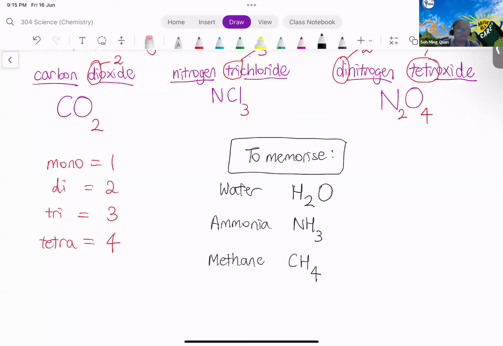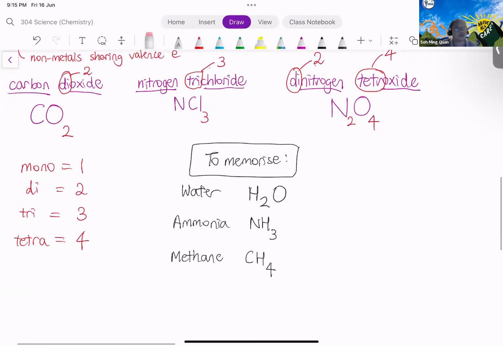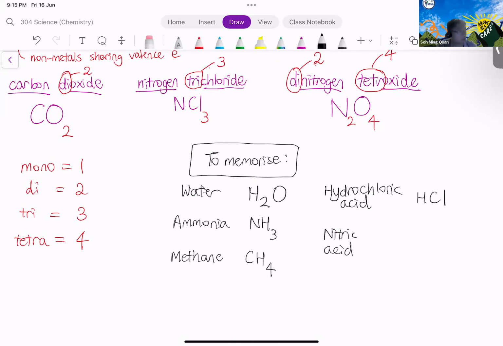Okay. Now, what other things should you memorize? Let me just add 3 more for you. The next 3 are your acids. Hydrochloric acid, HCl. Nitric acid, HNO3. Sulfuric acid, H2SO4. So these 3 acids must be learned.